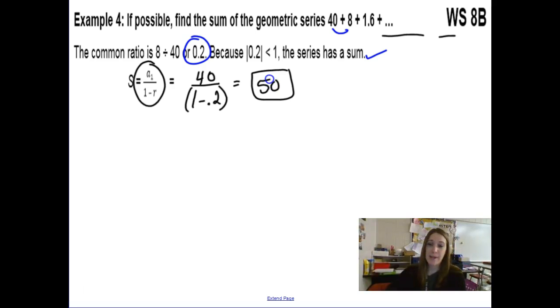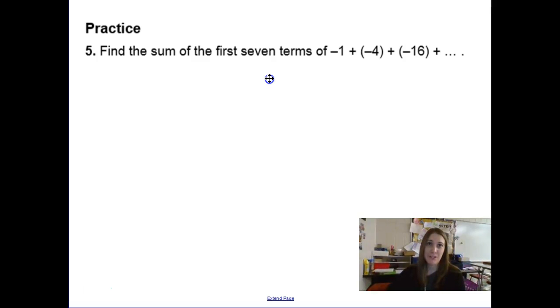So that's my absolute favorite question. I love the infinite series ones. I love them even more if they diverge and you can't answer them because they're really easy then, but I love the infinite series formula the best. It's easy. All right, find the sum of the first seven terms. Now this time they don't want to go forever. We're just going to seven terms.